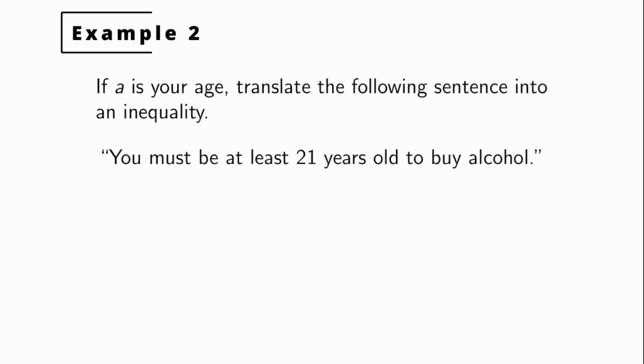Here's another example. If A is your age, translate the following sentence into an inequality. You must be at least 21 years old to buy alcohol. So at least 21 means that your age must be 21 or greater than 21, right? At least 21. So that means A is greater than or equal to 21.